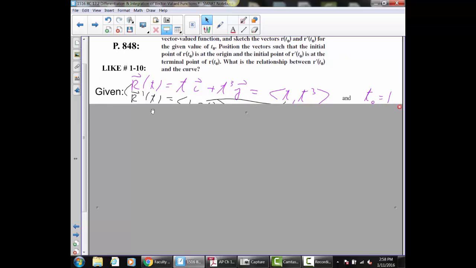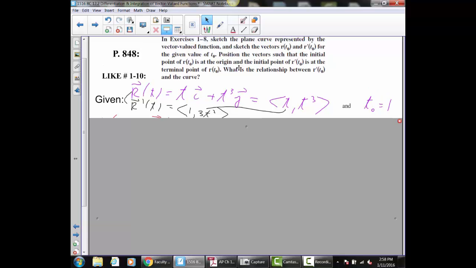Okay, so this is something like number 10. Numbers 1 through 10. So here's the given function. The purple is what they'll give you. They'll give you a vector valued function. In this case, they give it to you in terms of i and j. Personally, I'd rewrite it in component form. And they're giving you the value of t0 to be 1.